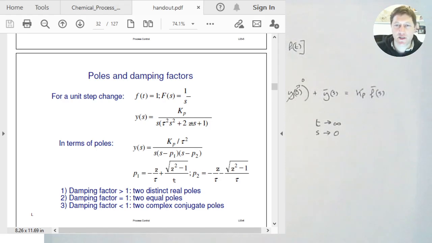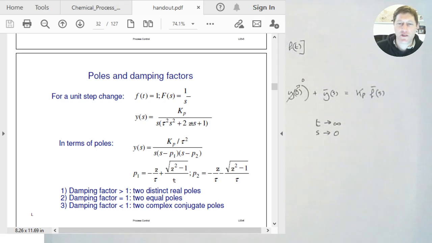So for a unit step change, we have 1 over s as our Laplace transform of the input, and so our output is going to be Kp divided by s multiplied by this term, tau squared s squared plus 2 zeta tau s plus 1. And we saw previously that to analyze a system like this, we want to find out what the roots of the denominator are, and we would do the partial fraction expansion after we'd found the roots.